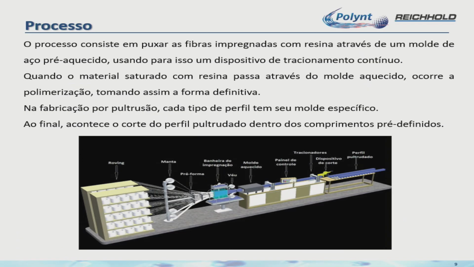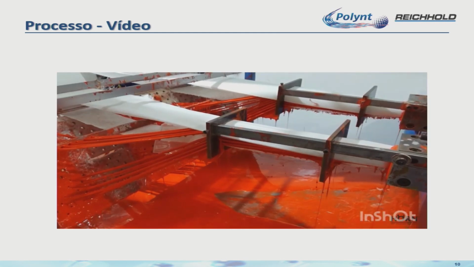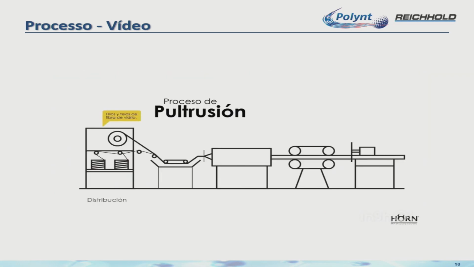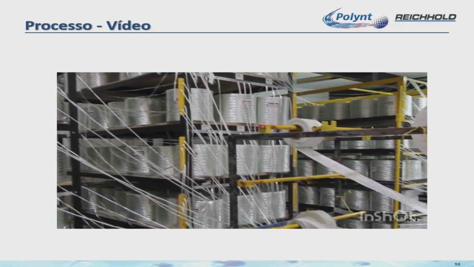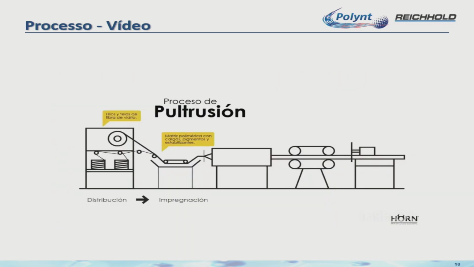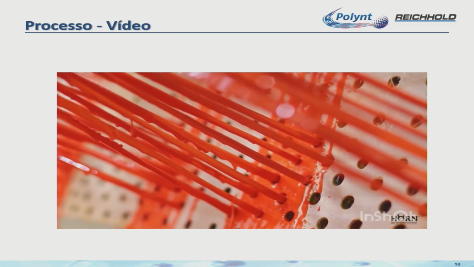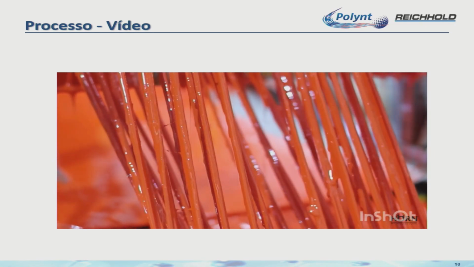I'm going to show you a video. If you don't know the process, you can have a good look at it. Pultrusion. So first of all, we have the bath with the resin, distribution of the fibers, direct roving. Then you have impregnation. The fibers go through impregnation in resin compound. You have the resin, the additives, the catalysts, the pigments.